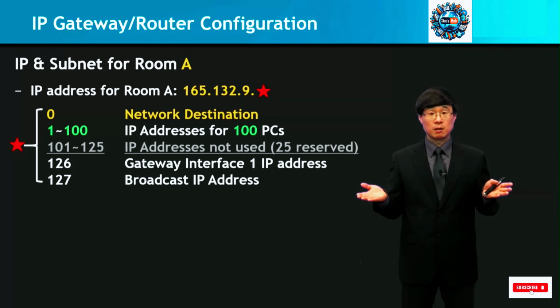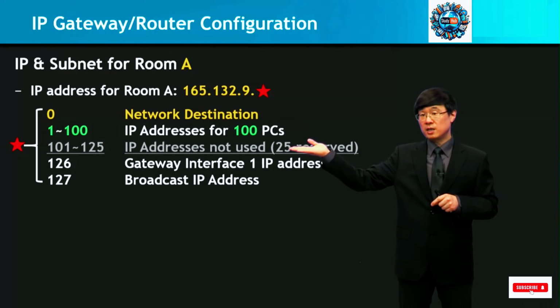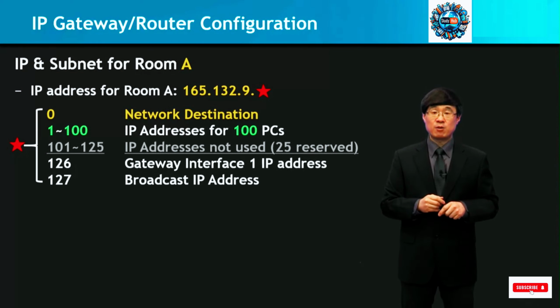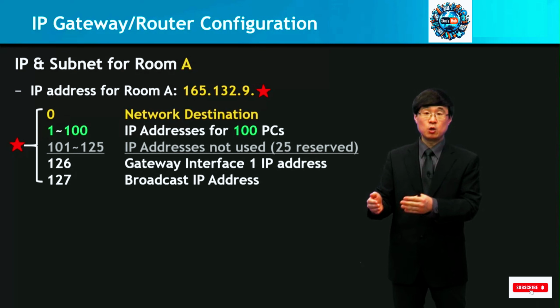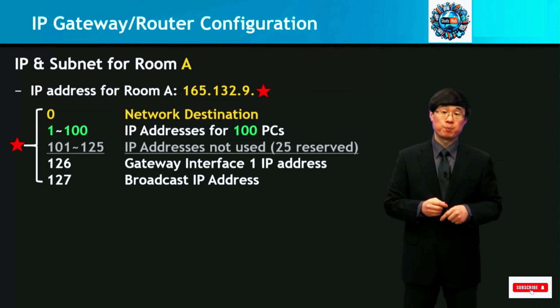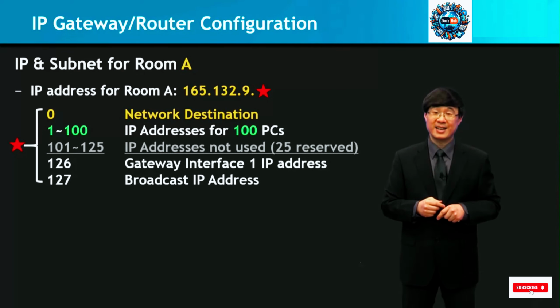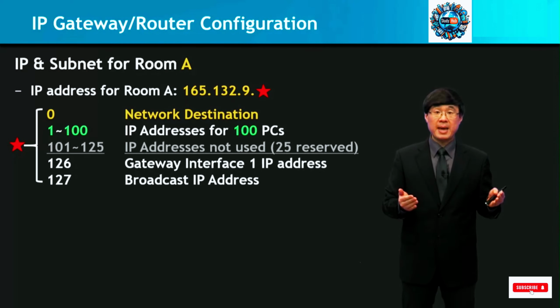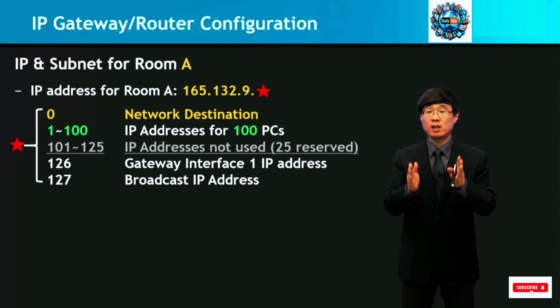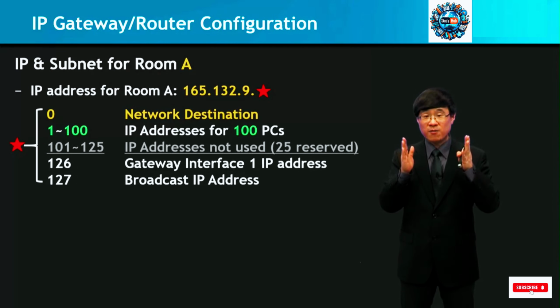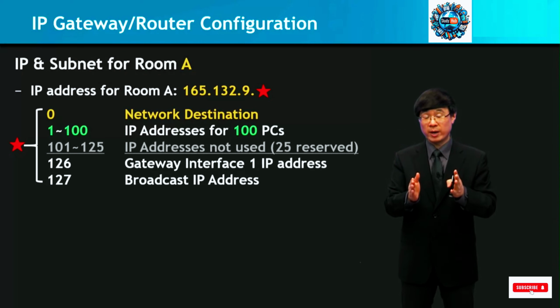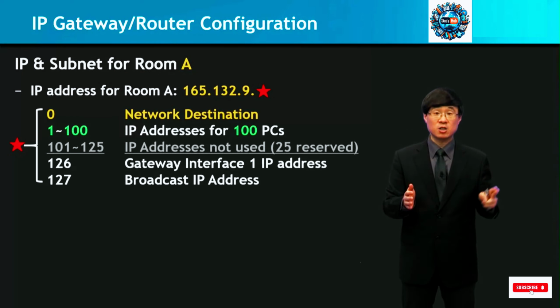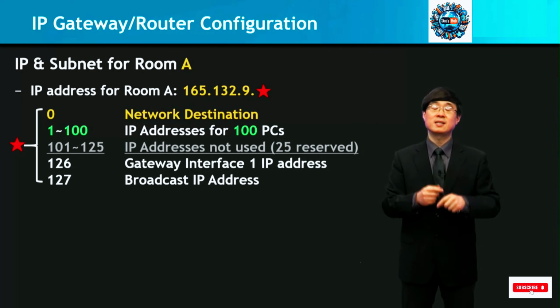Then, in the middle, from 101 to 125, in what you see as these underlined gray numbers, these are the IP addresses that are reserved for future use. You can assign additional computers using them. However, if they're not assigned, then yes, they will be wasted. This is why subnetting makes the internet extremely scalable and very efficient to manage and operate. However, the subnetting architecture does result in some wasted IP addresses.